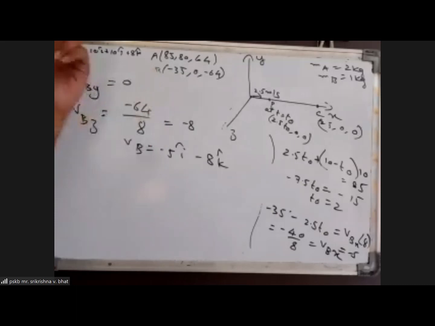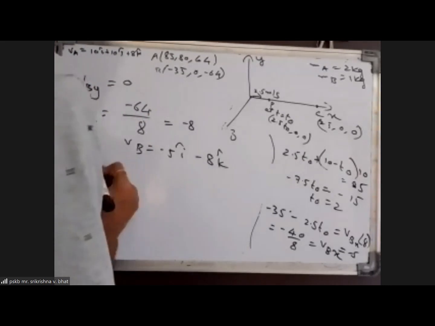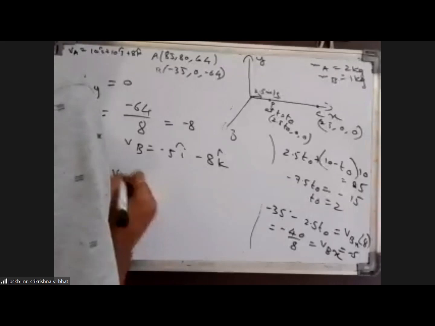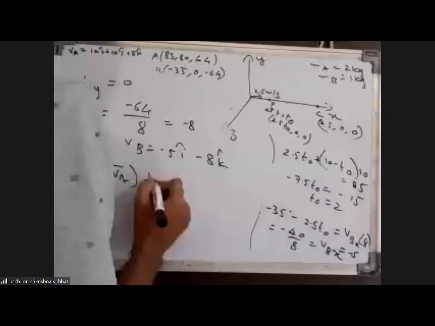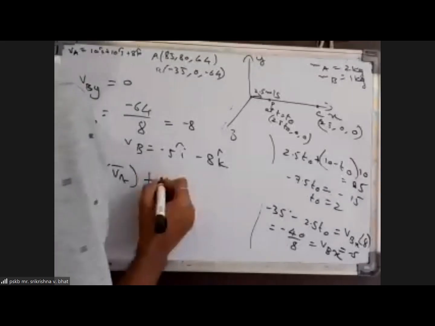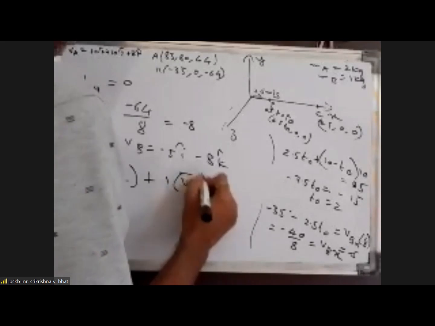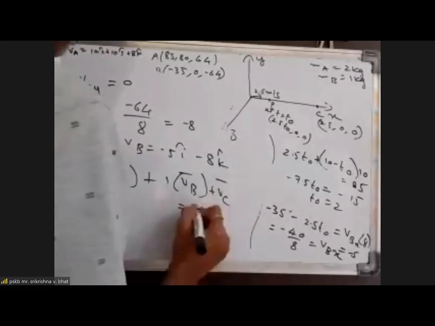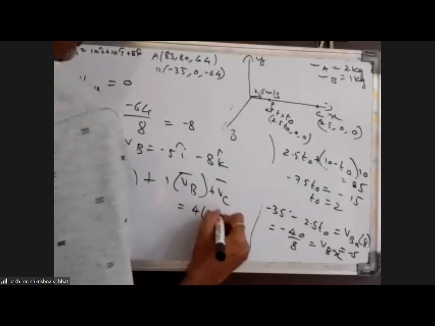Also, since we know VA and VB, we can just use this: 4 into VA bar plus VB bar plus VC bar equal to 4 into 2.5.